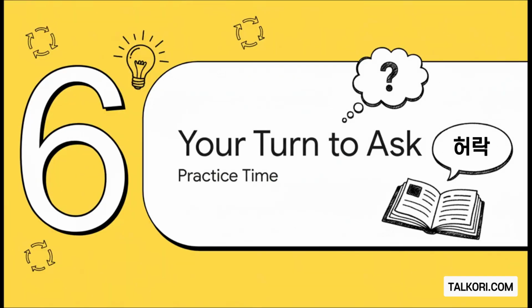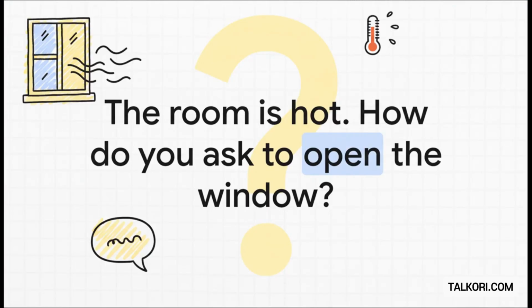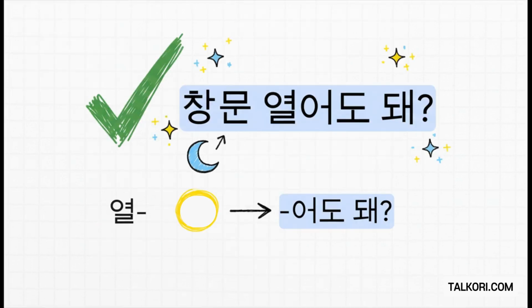Okay, enough theory. Time to put what you've learned into practice. I'm going to give you a scenario, and I want you to try and build the correct question to ask for permission. You ready? Okay, first situation. You're in a really hot, stuffy room, and you'd love to get some fresh air. The verb for to open is 열다. So, how would you ask, can I open the window? I'll give you a second. The answer is 창문 열어도 돼? Did you get it? The stem of 열다 is 열, which has that dark vowel 어. So we attach 열어도 돼. If you got that one right, awesome job.